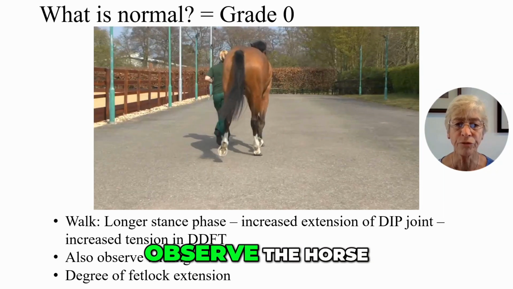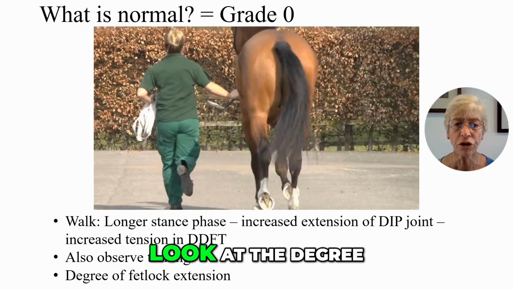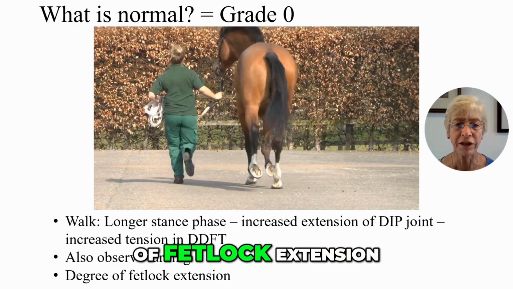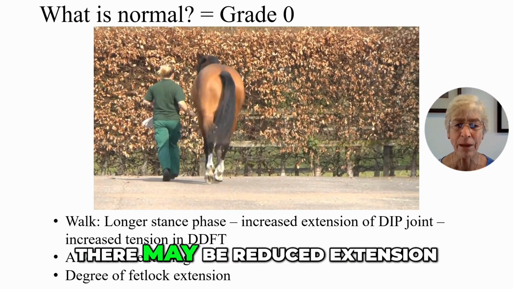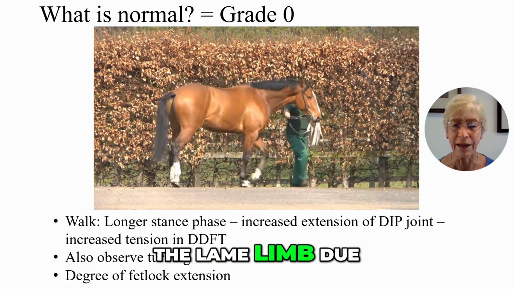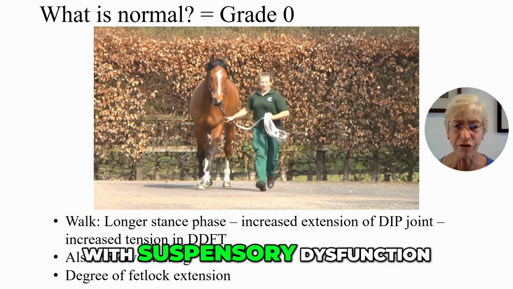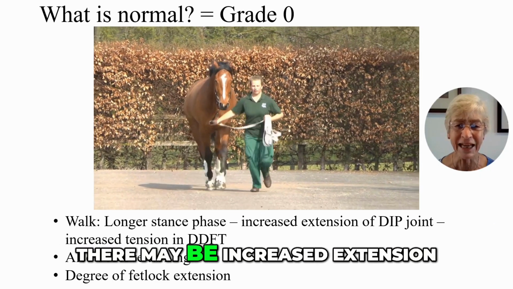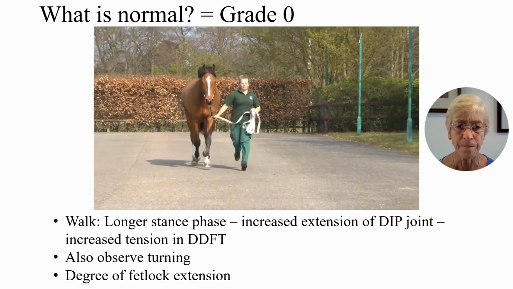I also want to observe the horse turning. Look at the degree of fetlock extension. With lameness, there may be reduced extension of the fetlock of the lame limb due to reduced loading. However, with suspensory dysfunction, there may be increased extension through lack of support of the fetlock.